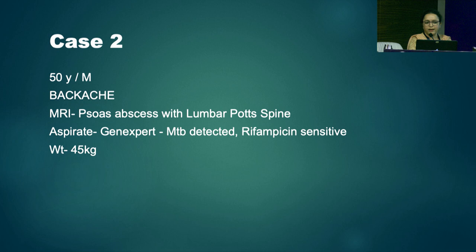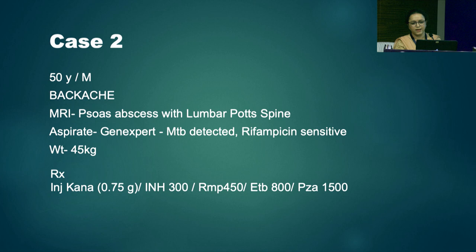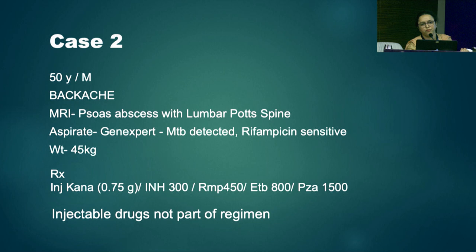The second case is of a 50-year-old male, again pot spine, rifampicin sensitive, weighs 45 kg. As per his weight, he has been started on a combination of HREZ, but he's also been given kanamycin. Seems okay, we have a lot of prescriptions where injectables are added. But is it correct? According to the NTEP guidelines now, injectable drugs are not a part of the regimen for drug-sensitive TB. They have to be used only for the management of drug-resistant TB.